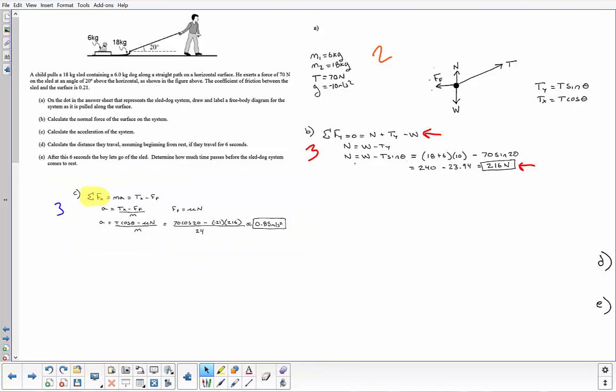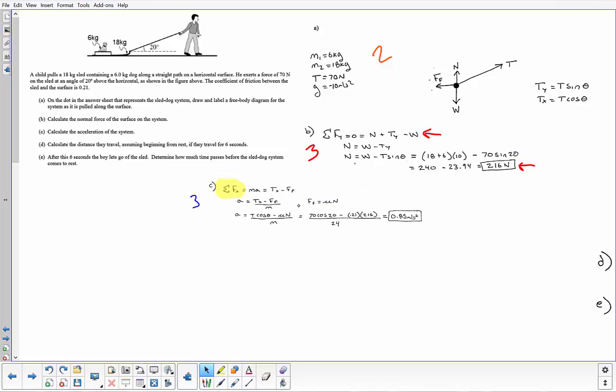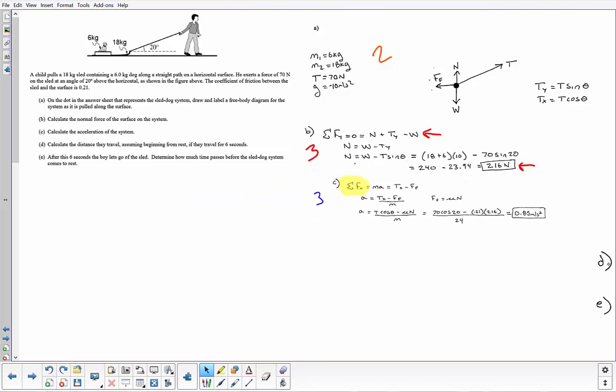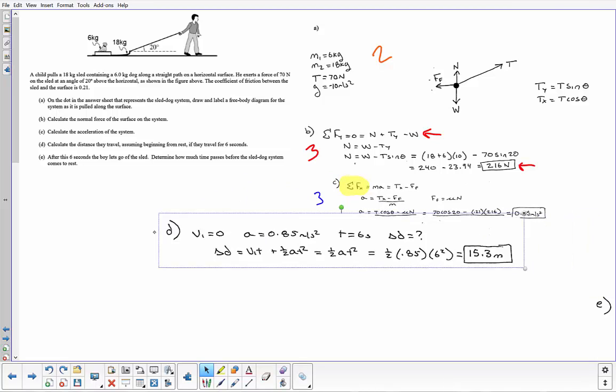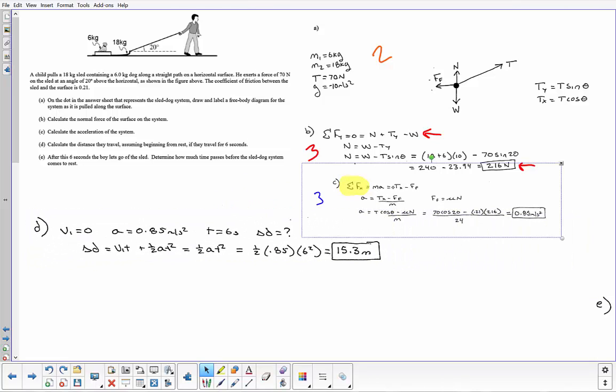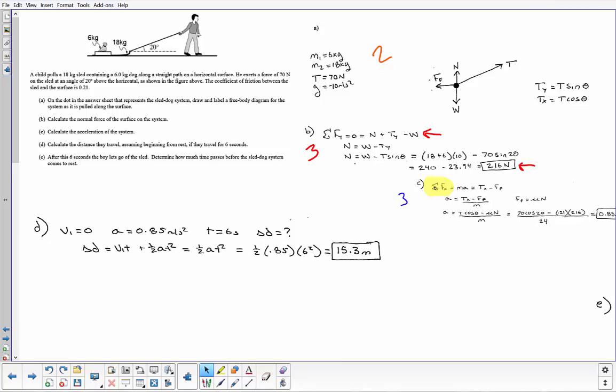D wants to know the distance they travel, assuming from rest, they travel for an additional 6 seconds. This ends up being one-dimensional motion kinematics. Or going back to that first week of school stuff, make your knowns list for this part of the problem. It says they are starting from rest. So the initial velocity is 0. We know the average acceleration is that 0.85 meters per second squared. We know they're going to travel for that 6 seconds, and we're looking for that change in d.